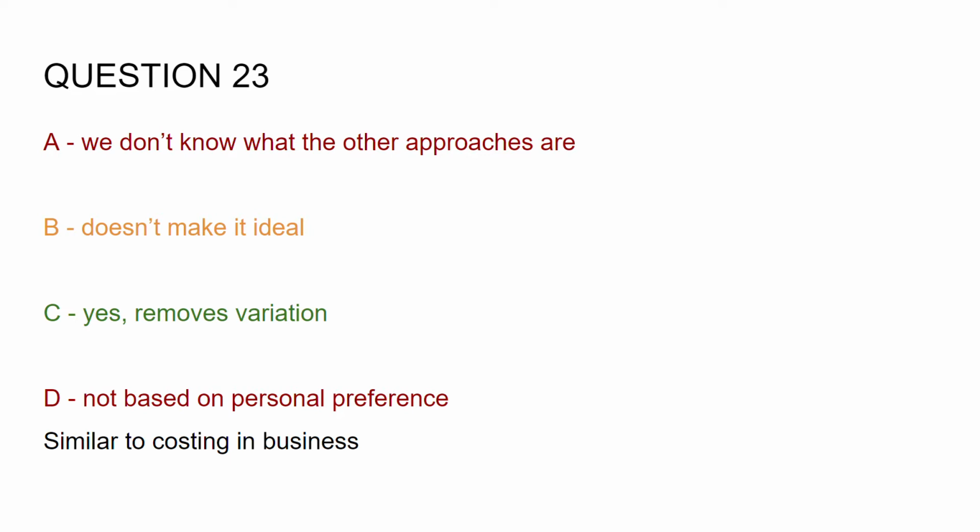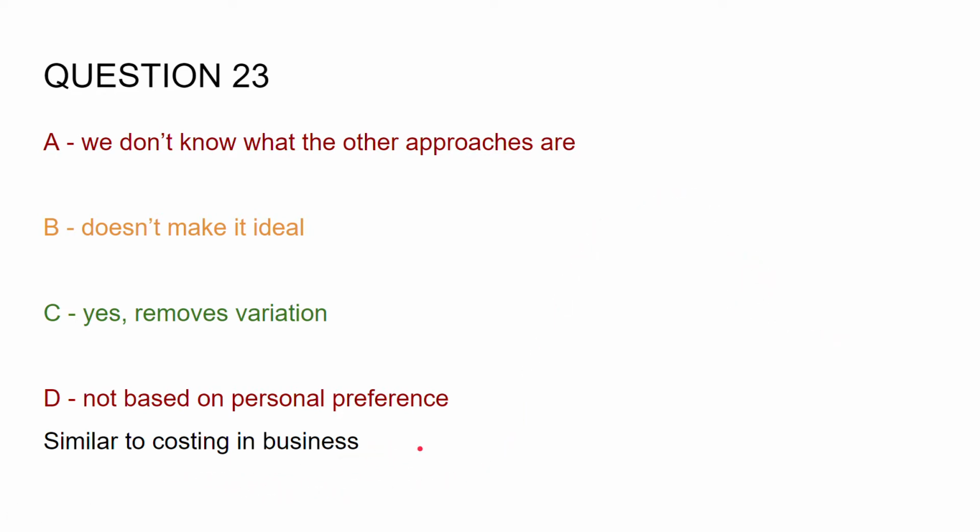A says more accurate than most. That's wrong because we don't know what the other approaches are. If they'd given us a list of all the different approaches and asked us if this one was ideal, maybe that would be the answer, but we don't know what the other approaches are, so we can't make that judgment. So that one is wrong.